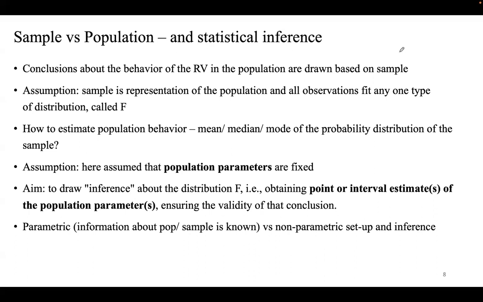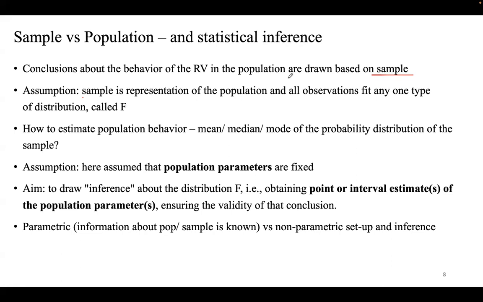So the thing is, we are assuming that when we are taking a smaller group out of that population, that smaller group should represent the population. This is an assumption that we always keep in mind. So that smaller group is called the sample, right? Conclusions about the behavior of a random variable of the population are drawn based on the sample.